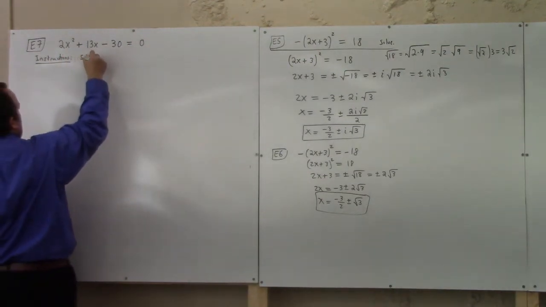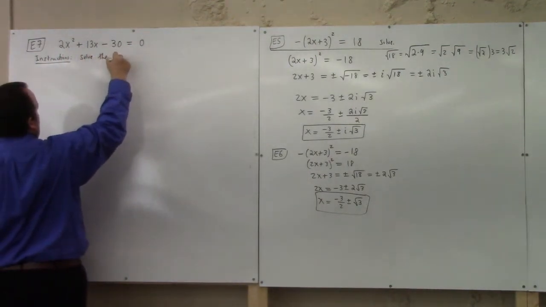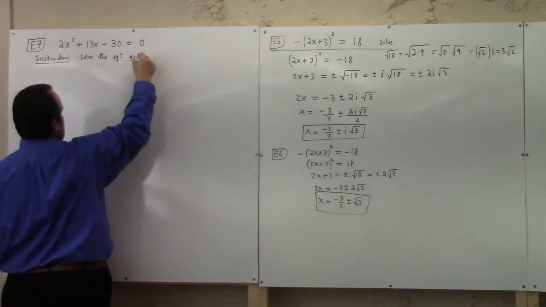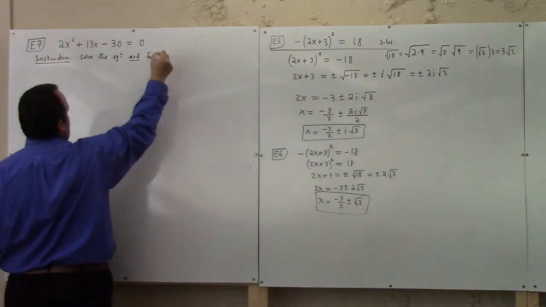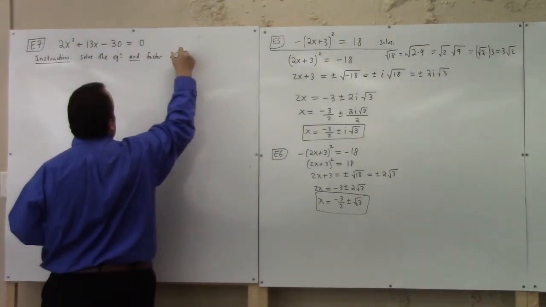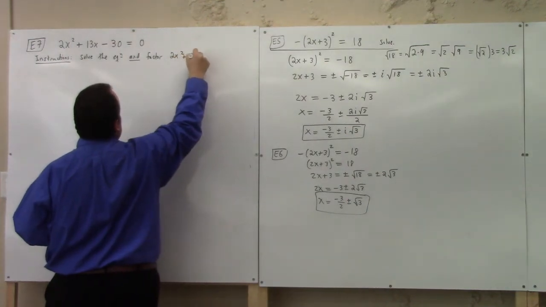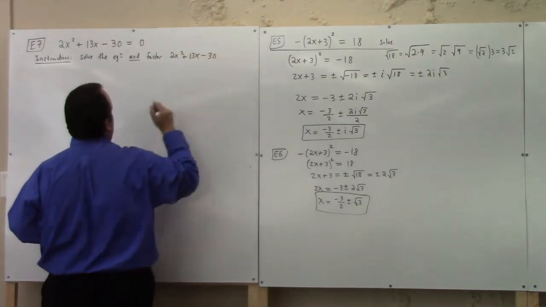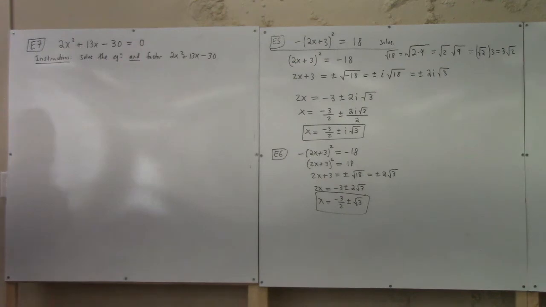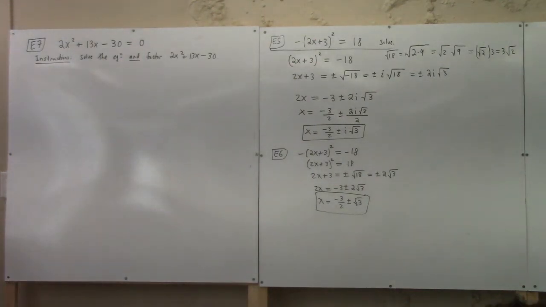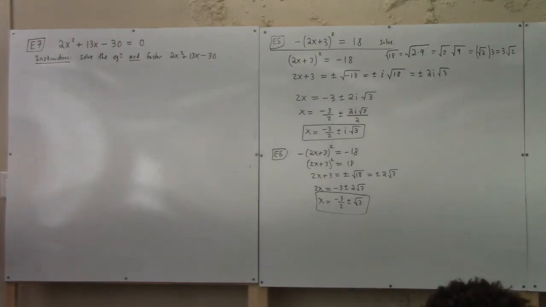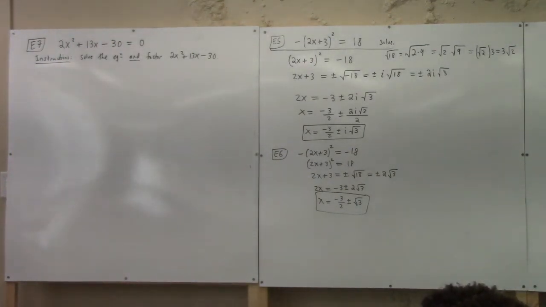Solve the equation and factor 2x squared plus 13x minus 30. All right. So what I would do, because I had calculators which would easily solve the quadratic equation, I would just plug it into my calculator and find the solution.